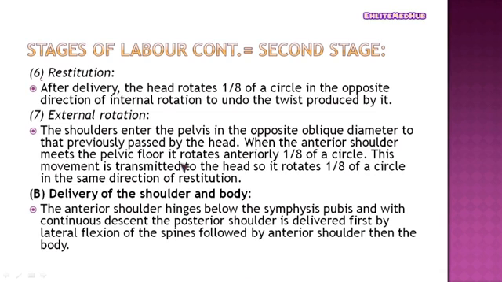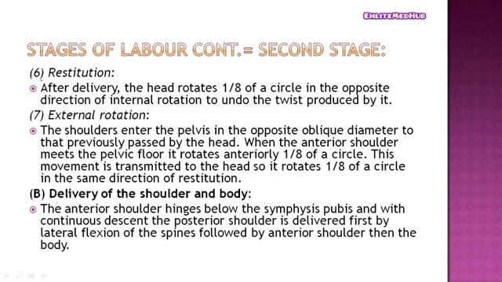So in a nutshell, external rotation talks about how after the baby's head comes out and turns slightly on one side, which is restitution, the shoulders inside the mother's pelvis also start to turn to find the widest space in the pelvis. As the shoulders turn, the head also turns with them. The visible movement of the head is what is known as external rotation.